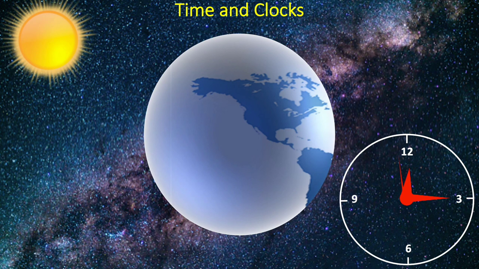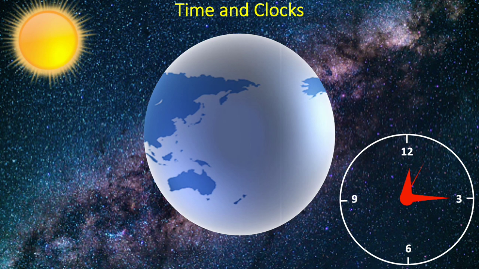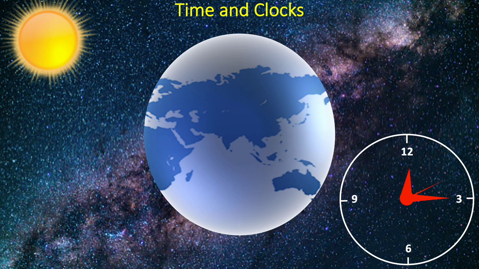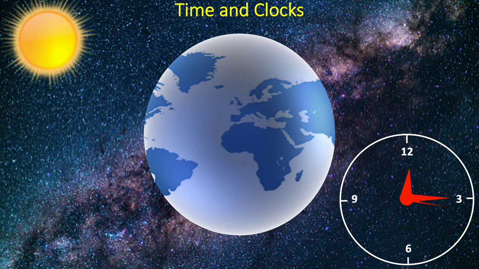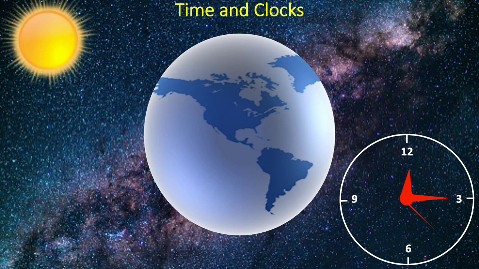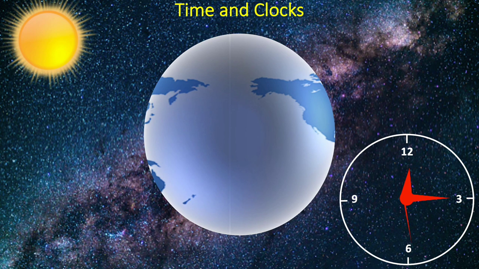Our regular clocks are set to the mean solar time to measure the length of a mean solar day, that is 24 hours. Each clock needs a resonator or oscillator that is used to generate the clock signal and determines its accuracy. Several types of resonators or oscillators were developed and used in different clocks to measure time accurately.